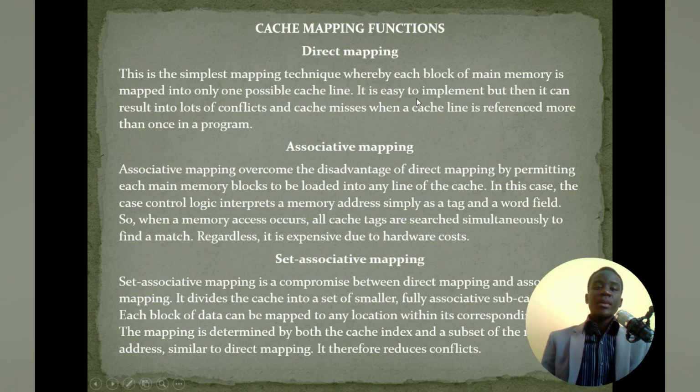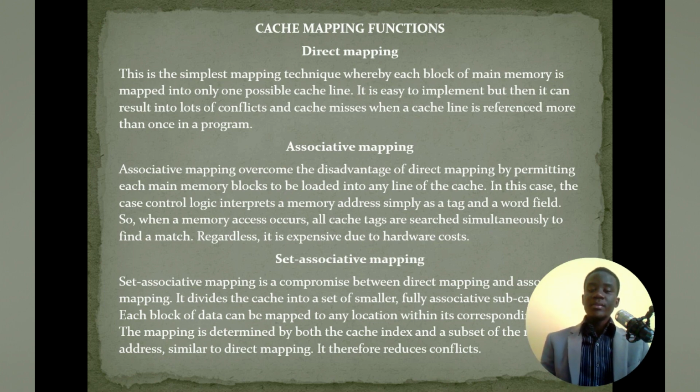Now we have the cache mapping functions. We have direct mapping. These cache mapping functions are ways that main memory blocks are mapped onto the cache memory, the cache lines. Direct mapping is the simplest, whereby each block of main memory is mapped into one possible cache line. Our cache memory is divided into cache lines, and we have the tags and we have the blocks.